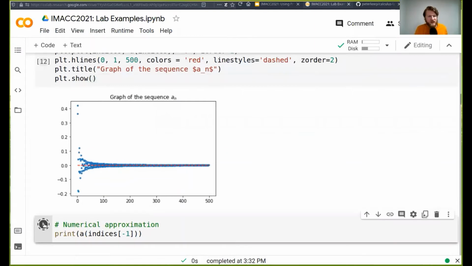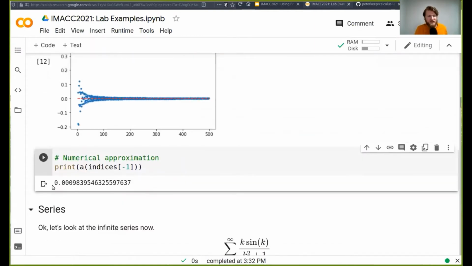We can print a numerical approximation of this. So what this is doing is it's taking this -1 here, and saying, what was the last value? We'll count from the end of that list of indices, and we'll count 1 from the end. What was the last index that we used? So this is 499, and plug that into your sequence. What term was that? What's the 499th term? That was the last one that we plotted. It's 0.00098. So hopefully by looking at the picture of the graph and getting this, they can see like, oh yeah, these terms are going to 0.